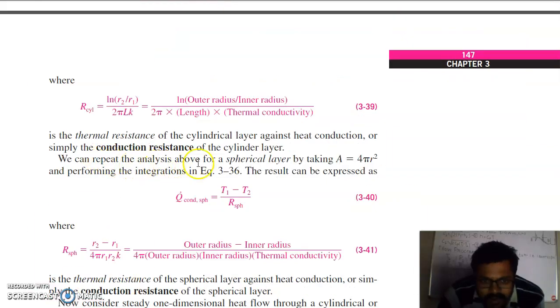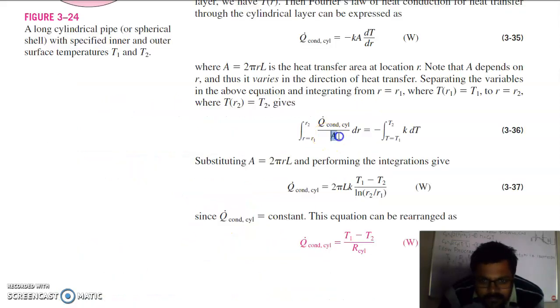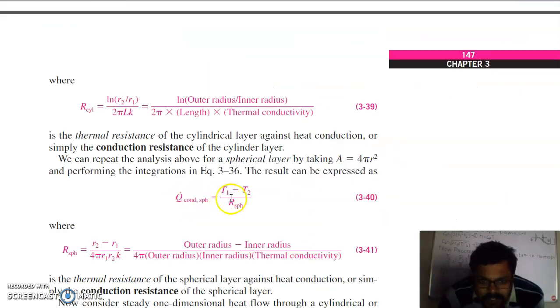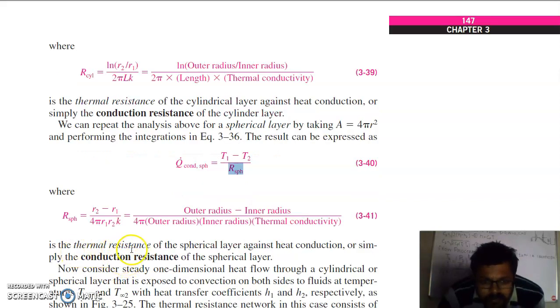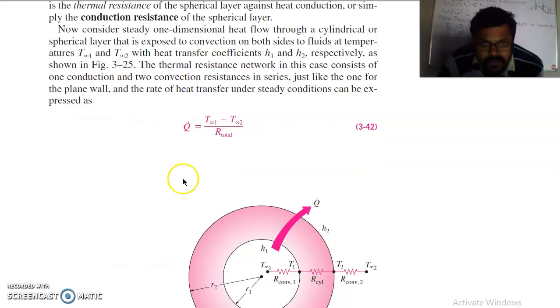We can repeat this analysis for a spherical layer by taking the area equal to 4 pi r squared, and putting this value of area here, when you solve this you will get this equation, where the resistance in the case of a sphere is R2 minus R1 divided by 4 pi R1 R2 K. This is the thermal resistance of the spherical layer against heat conduction, or simply the conduction resistance of the spherical layer.